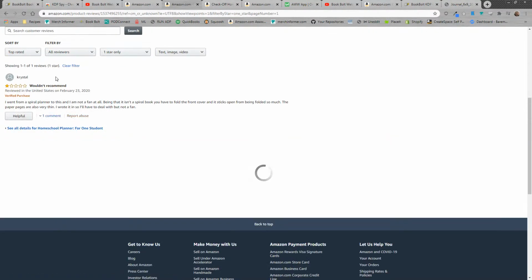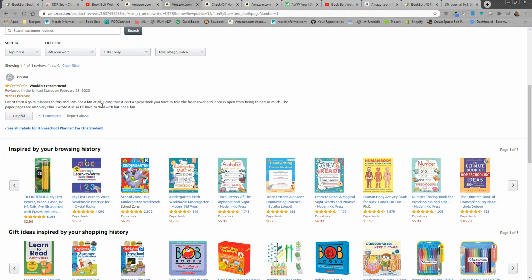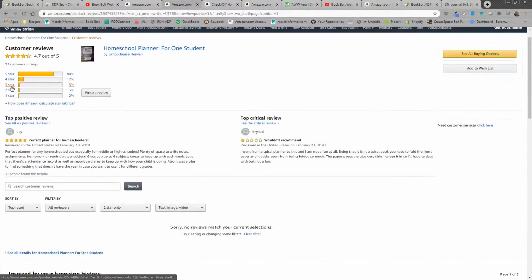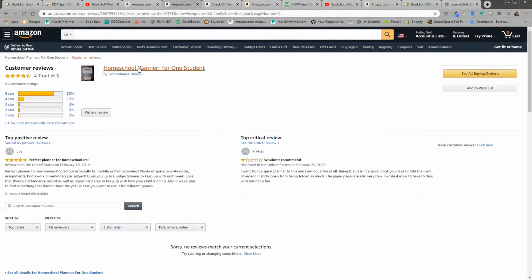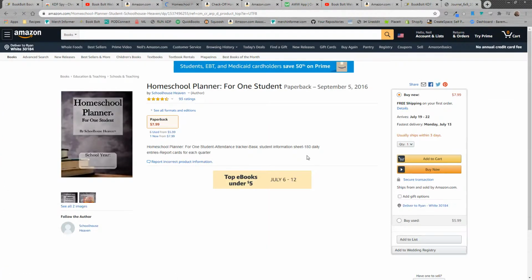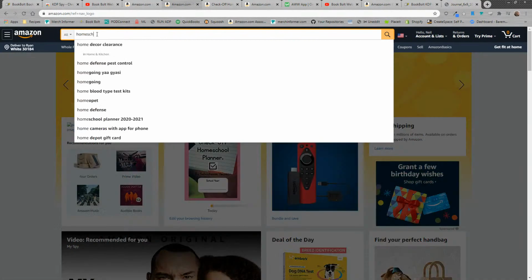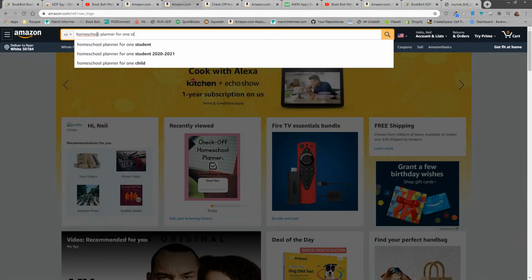Anything bad? Wouldn't recommend. All right. Why wouldn't they recommend it? Looks like they're looking for spiral books. Okay, not something we can do. No 2 stars and no 3 stars. Okay, so this book right here is a low competition book, but all right, homeschool planner for one student. Let's go back here and type that in. Homeschool planner for one student.